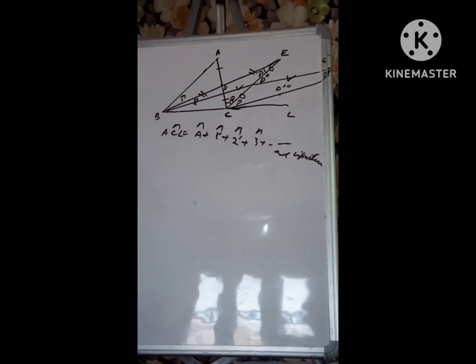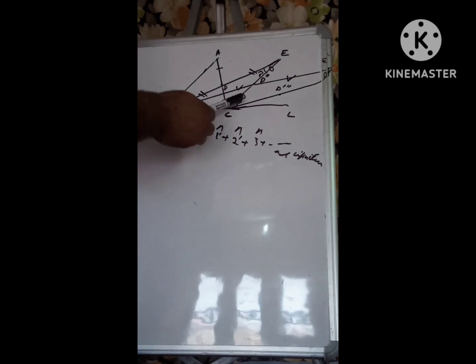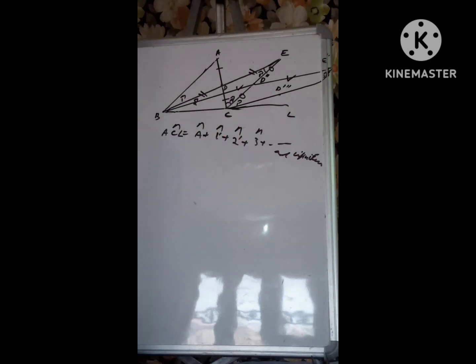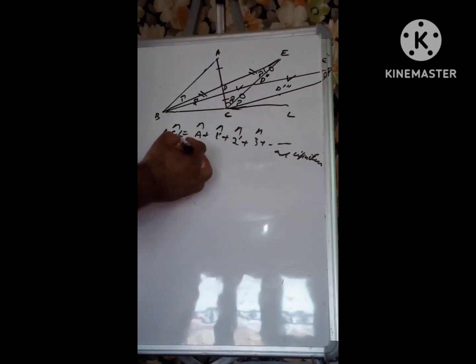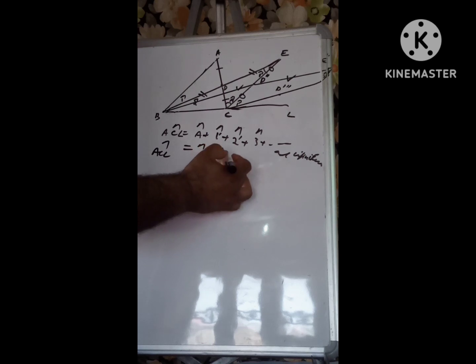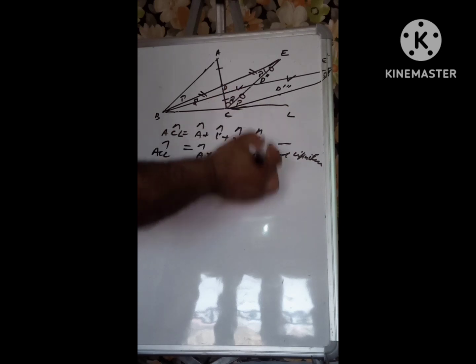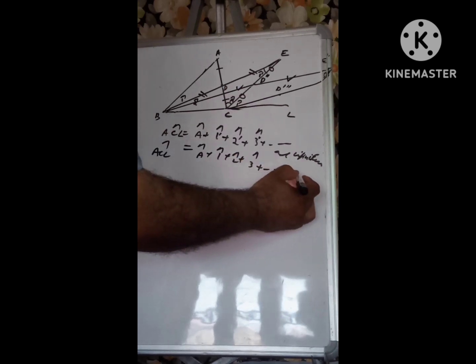However, as I pointed out, these angles 1, 1 dash are equal. The new angle that would appear here, once the procedure is repeated, 2 double dash, would be equal to angle 2, and so on till infinity. So I can write angle ACL equals angle A plus angle A1 plus angle A2 plus angle A3, this 3 dash which would be here, plus ad infinitum.